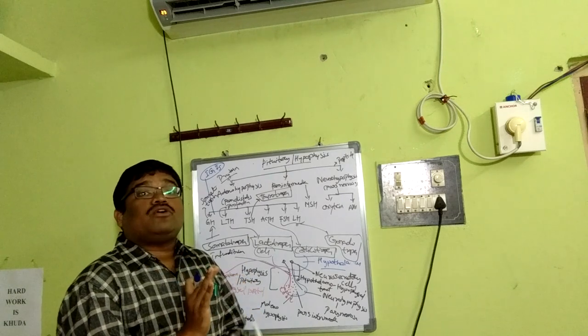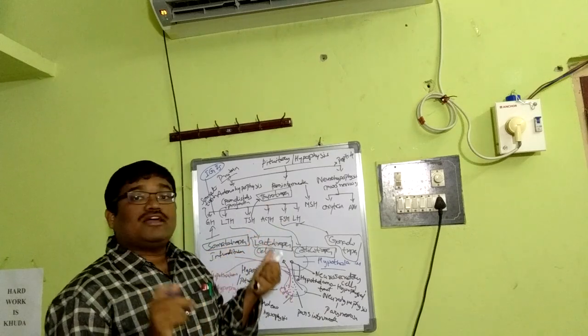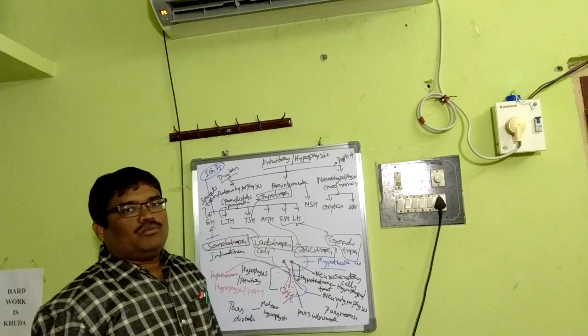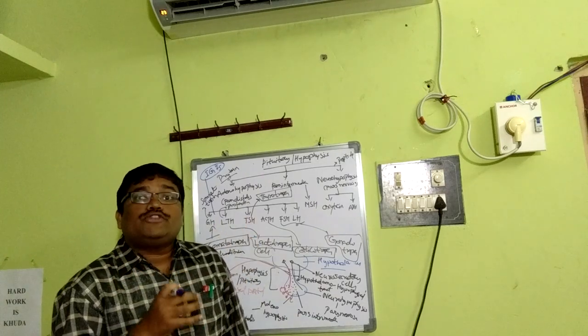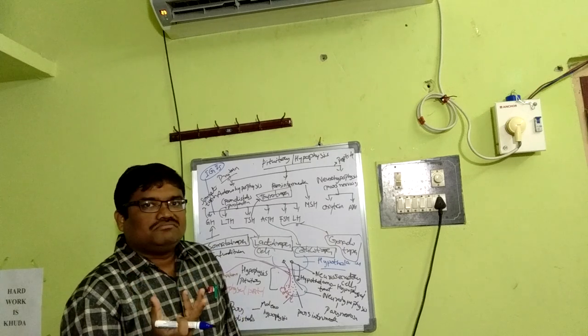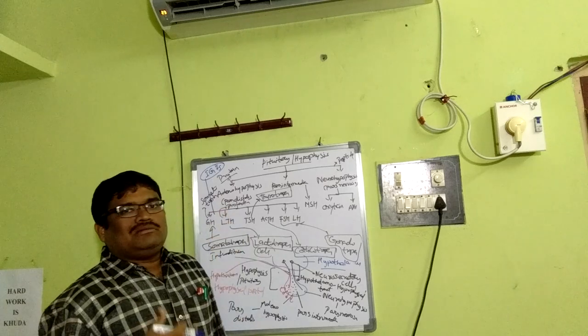Just synthesis of milk, because oxytocin will take care of the ejection, but synthesis and enlargement of the mammary gland in females is done by luteotropic hormones. And the most important thing is that this luteotropic hormone also maintains the corpus luteum, which is important for pregnancy.